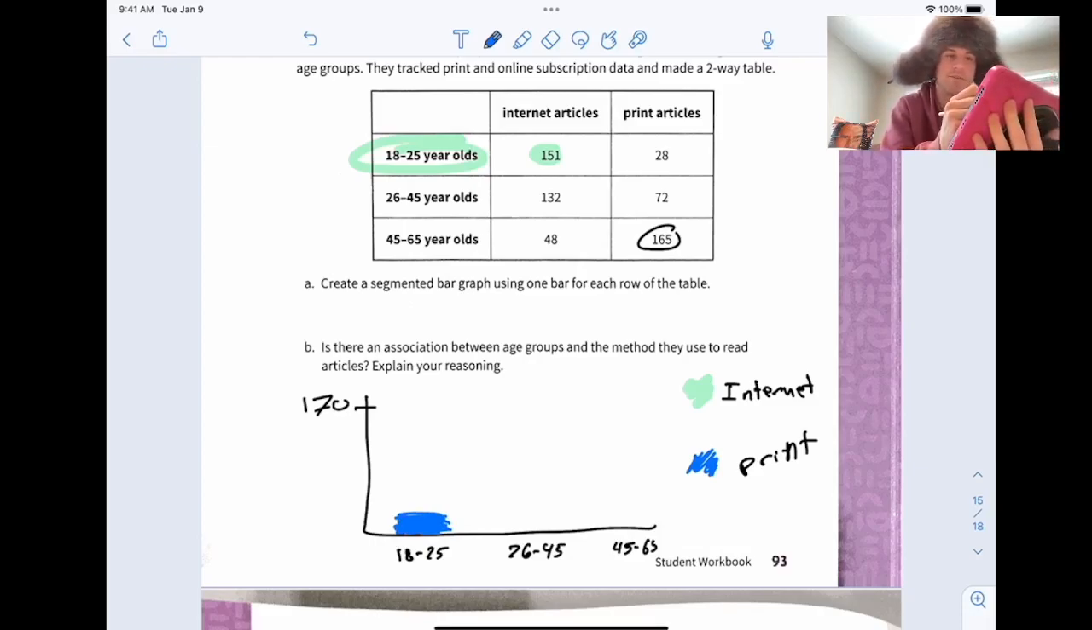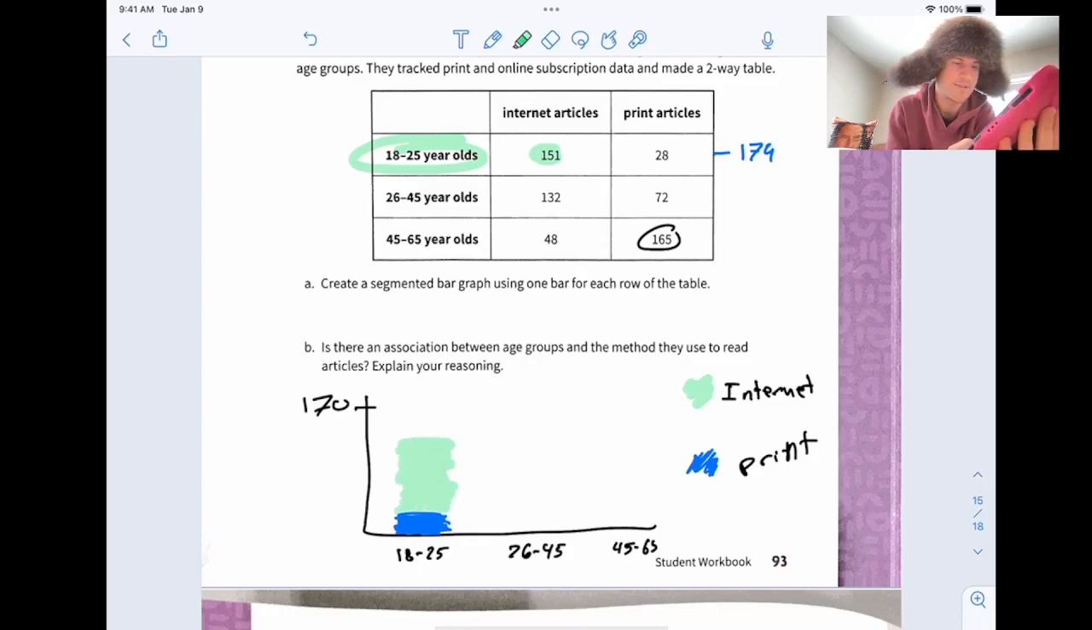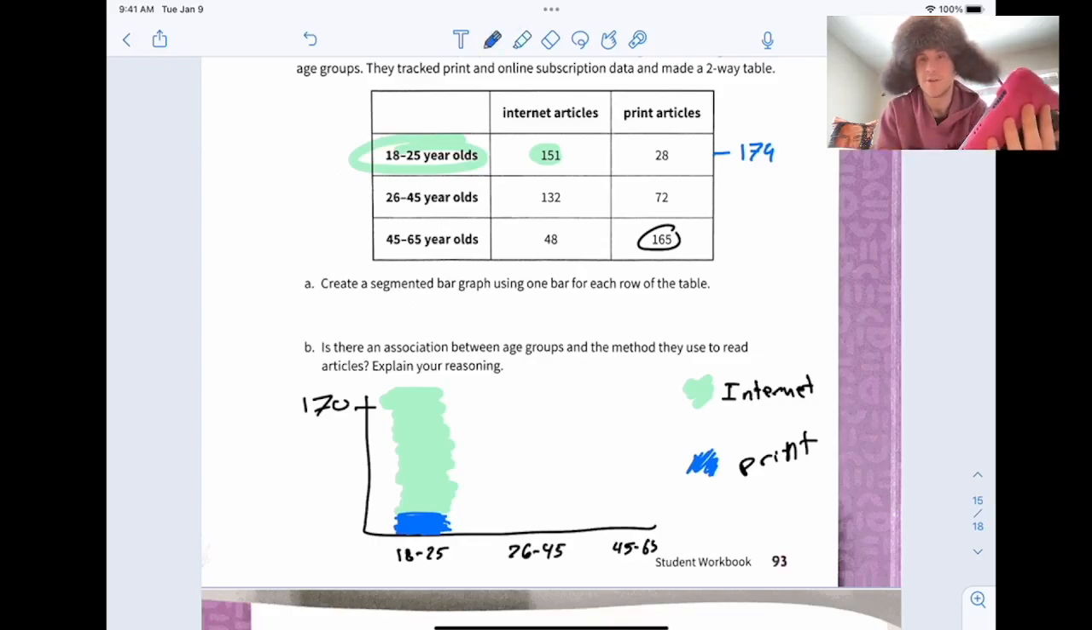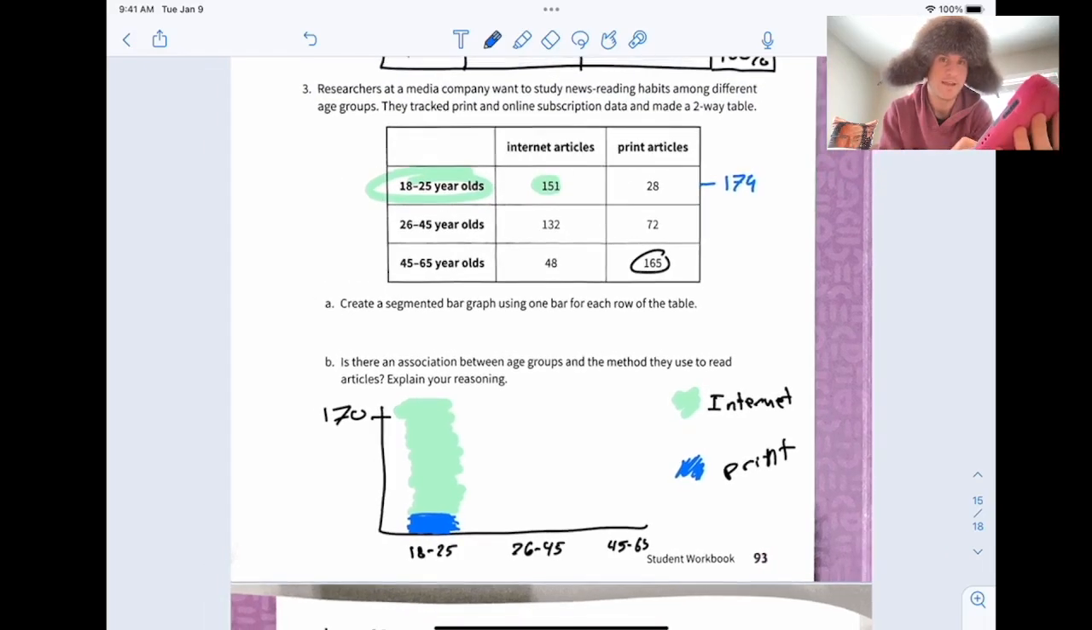Now, what's 28 plus 151? What's their total? Well, it should be around 170, yeah, 179 would be the total there. So if we fill up the rest of this with internet, we would expect that to reach up to 179, which is above 170, okay? Your bars need to reach the totals for each row, okay? So there you go. That's how we're doing a segmented bar graph for this data, all right? And then it also asks, is there an association between age groups and the method they use to read articles, all right? I'm gonna let y'all answer that question because I want to see what y'all say.